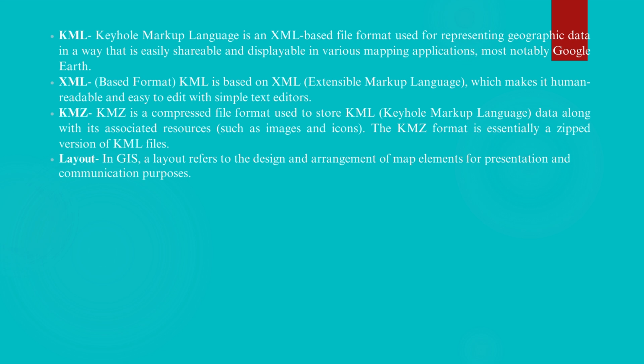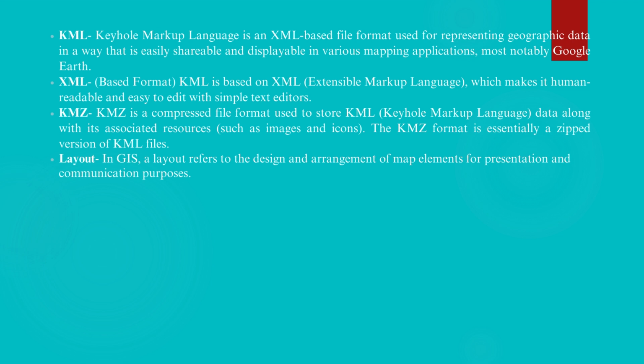Now let us explore some of the common GIS file types that are widely used for storing and sharing maps and spatial data. KML stands for Keyhole Markup Language. It is a file format used to represent geographic data in a way that is easy to share and display in mapping applications, especially Google Earth. Because KML is based on XML, it is human readable and can even be opened and edited with a simple text editor.